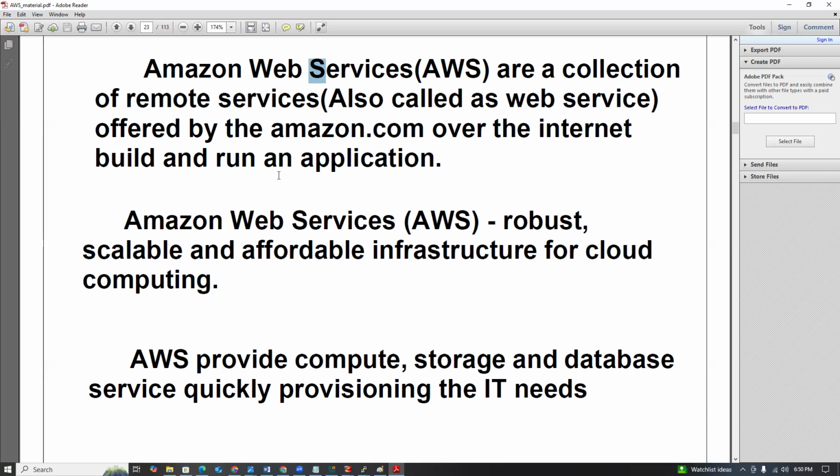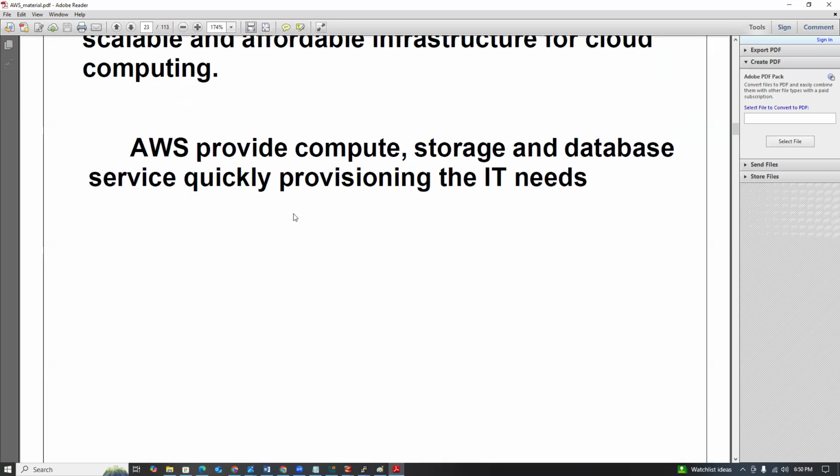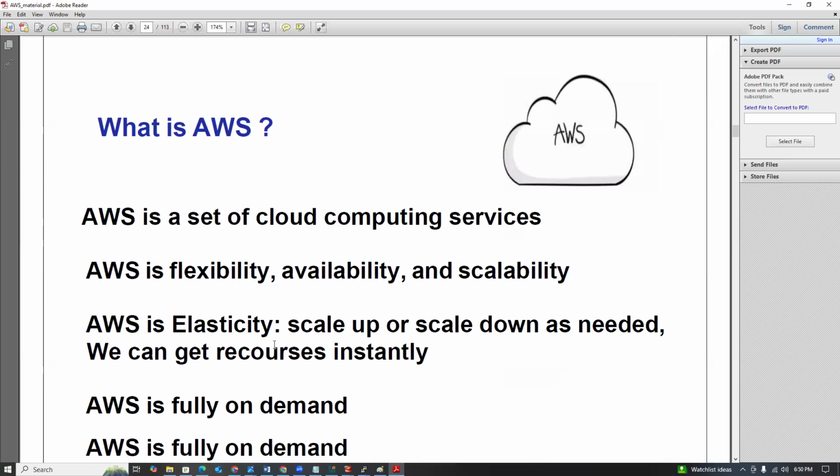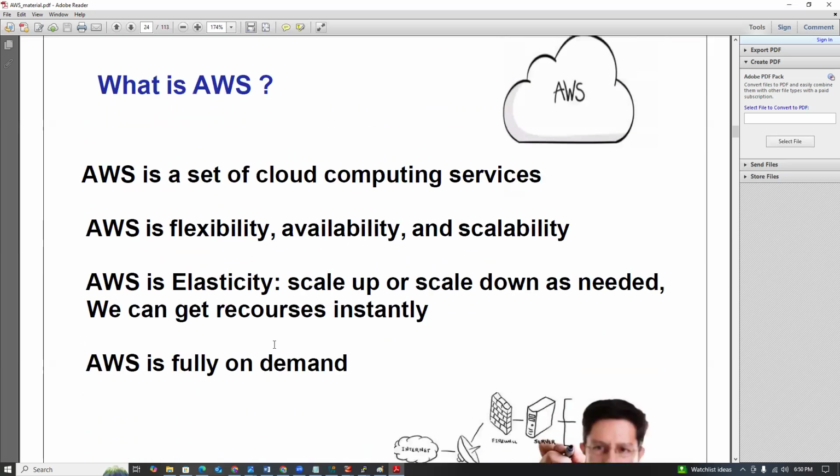Amazon Web Services is a robust, scalable, and affordable infrastructure for cloud computing. AWS provides compute, storage, and database services, quickly provisioning IT needs. So what is AWS? AWS is a set of cloud computing services. What are the basic cloud computing services? Storage, compute, network, and database. These are all the base, the core. AWS offers flexibility, availability, and scalability.